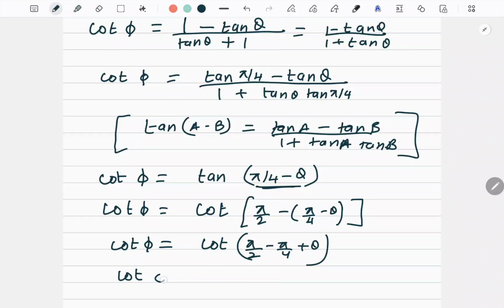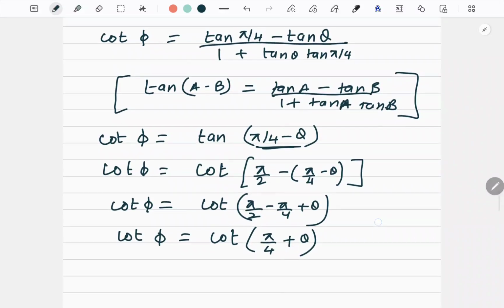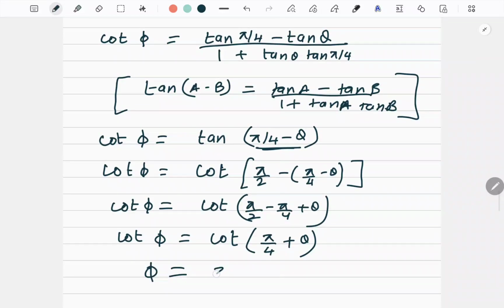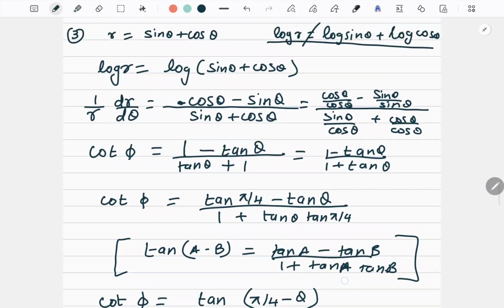So cot phi is equal to cot of pi by 4 plus theta. So phi is equal to pi by 4 plus theta, which is my answer. Correct? So from this, you can remember one simple concept that I did everything in detail.